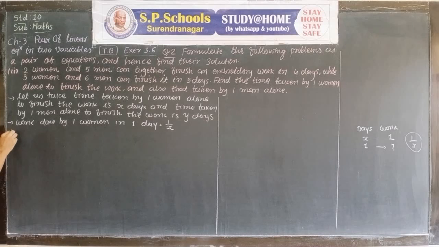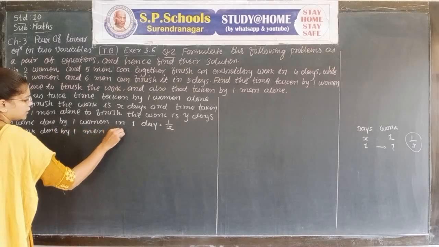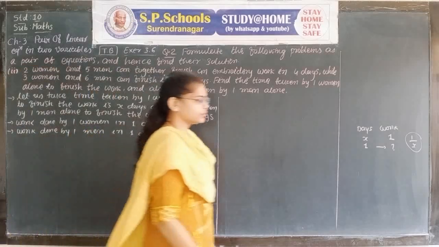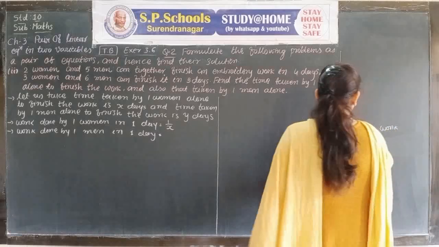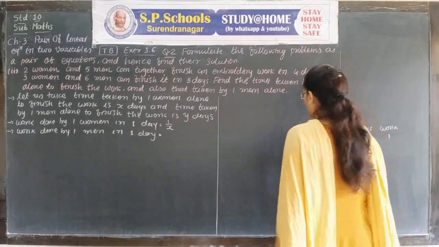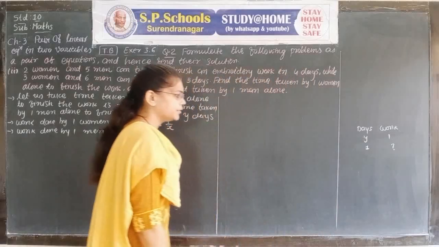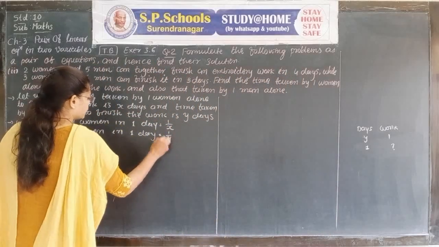Same way, the work done by 1 man in 1 day is equal to, the same procedure will be repeated here. If the number of days is y, then the work done is complete work. But in one day, what is the work? Then the work is 1 upon y.